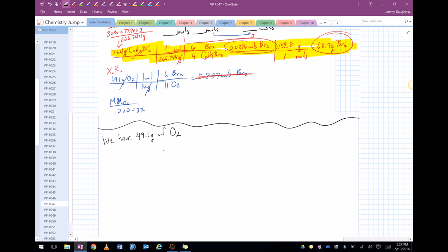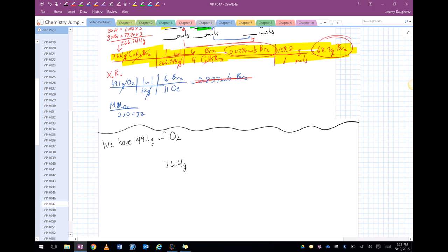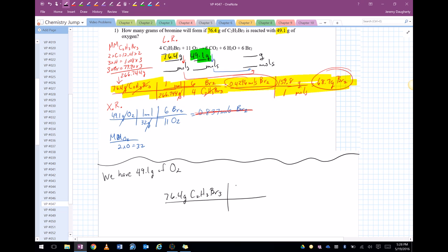So I'm going to take 76.4 grams of C2H3Br3, and then I'm going to convert that, first, to moles. I already got the molar mass, so I'm just going to use that. 1 mole for every 266.7444 grams. So that's going to get me moles of C2H3Br3. Let's go ahead and get that number. Pick up the calculator. 76.4 divided by 266.744.